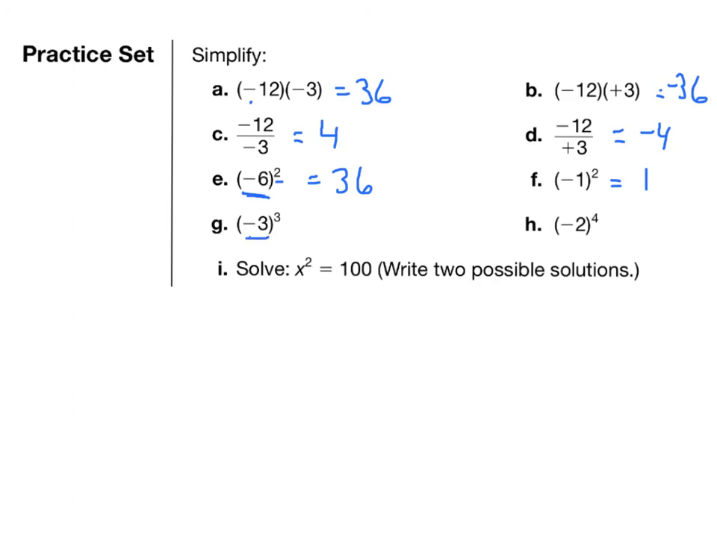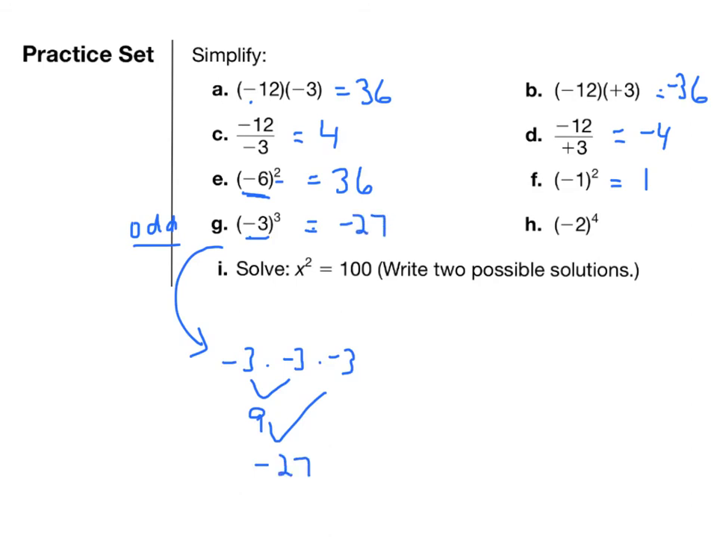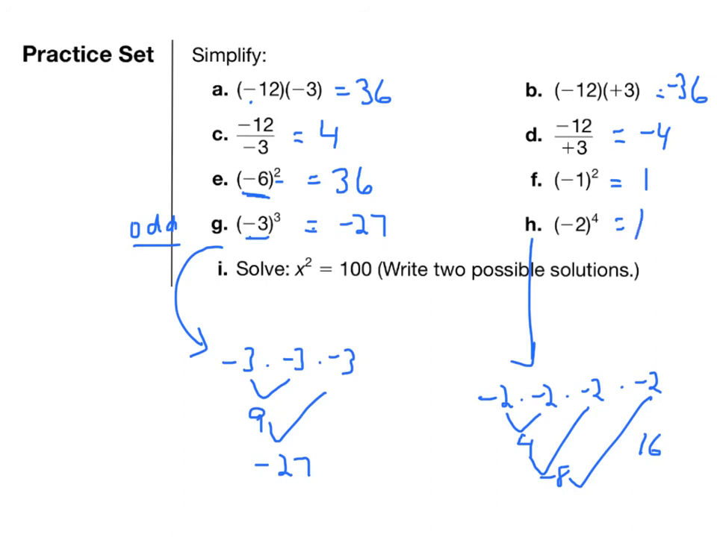Now we're raising this to an odd power. So odd power means 3 times 3 times 3. So that's negative 3 times negative 3 times negative 3. You get a positive 9, negative 27. And here, this is equal to a negative 2. Negative 2 times negative 2 times negative 2 times negative 2. So this is positive 4, negative 8, positive 16.